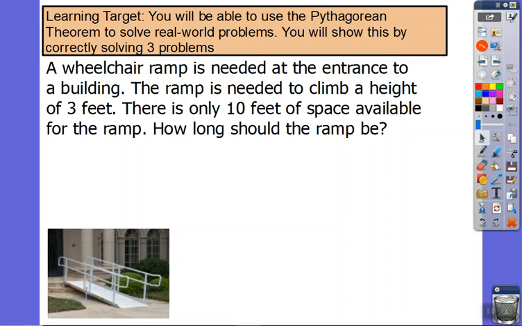So we're going to get the story. We're going to try to figure out where the triangle is. We're going to draw it, label it, solve it, and then when we're at the end, we're going to work with the square root like we've been doing in this unit.